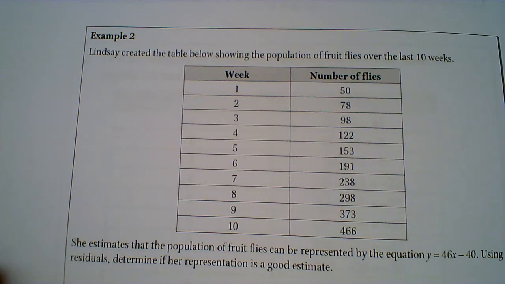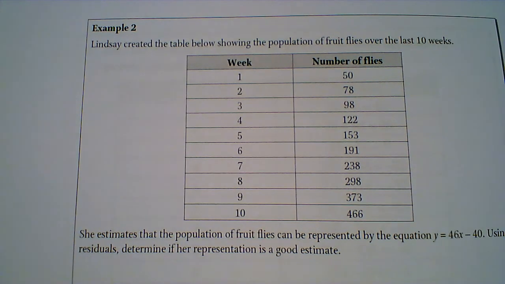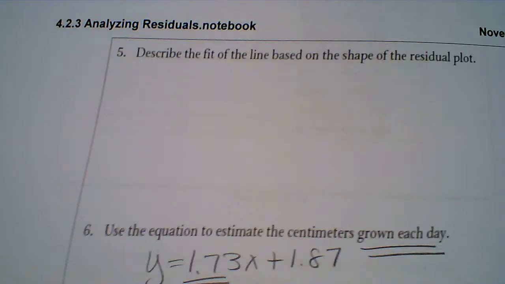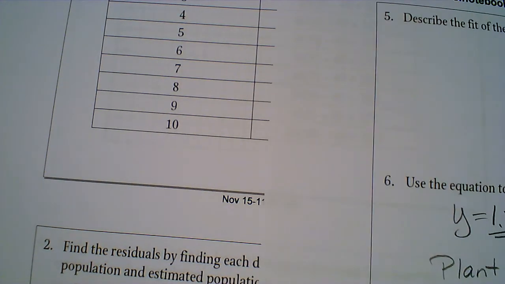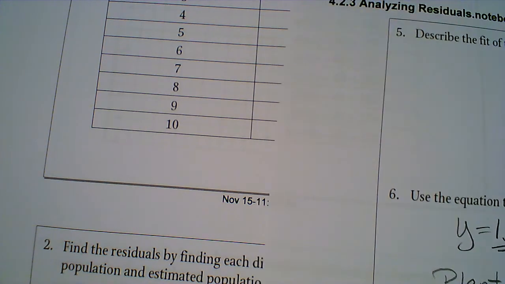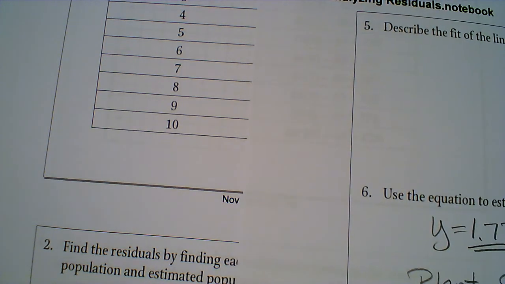It says here, Lindsay created the table below showing the population of fruit flies over the last 10 weeks. She estimates that the population of fruit flies can be represented by the equation y equals 46x minus 40. Using residuals, determine if her representation is a good estimate. So again, with residuals, our very first step needs to be to create our table of values for our line.